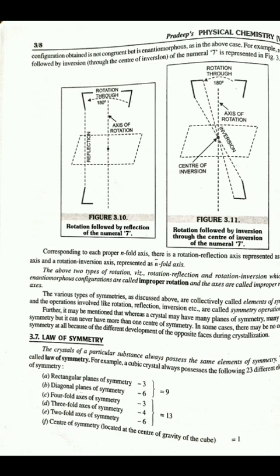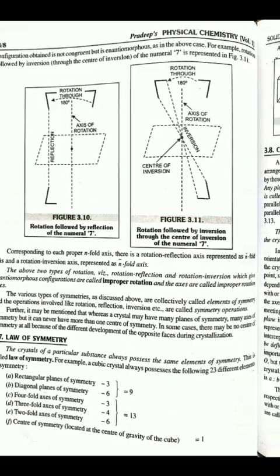Next, heading 3.8, crystallographic axis and axial ratios. As already mentioned, a crystal has a regular arrangement of its constituent particles. The points occupied by these particles within the crystal are called the lattice points.